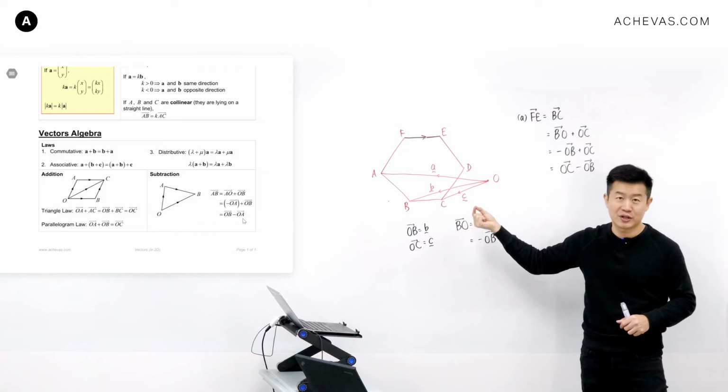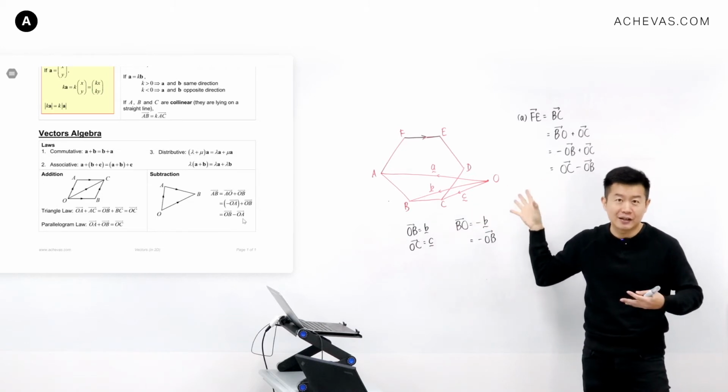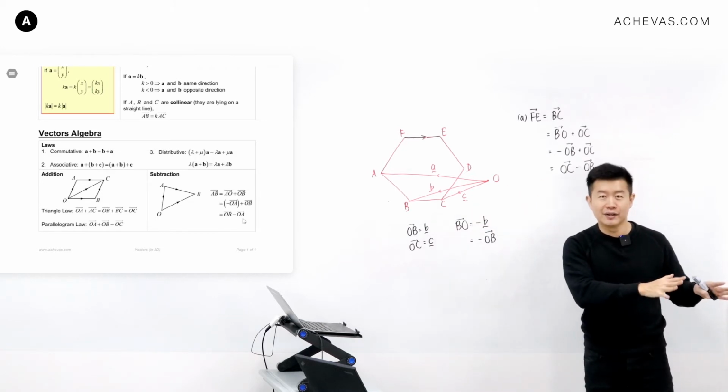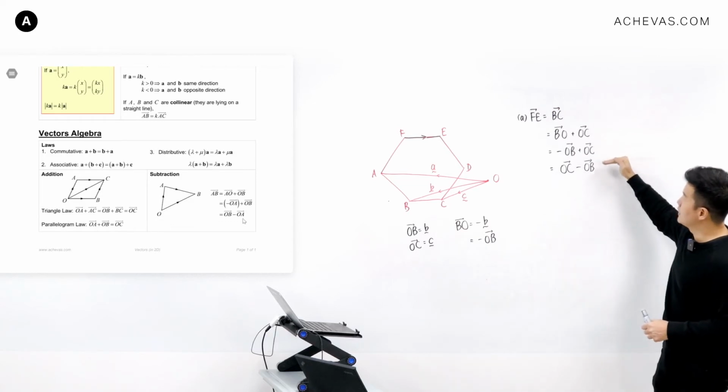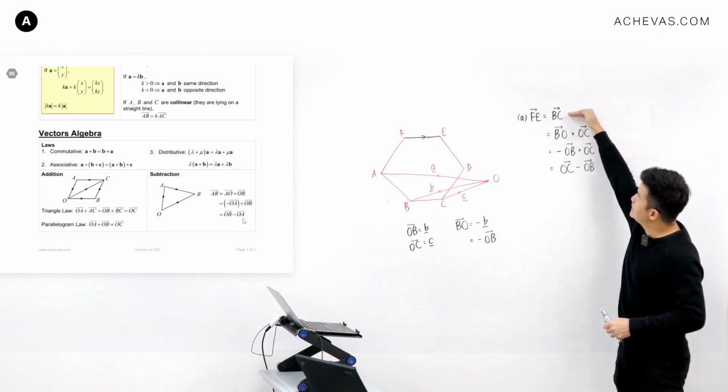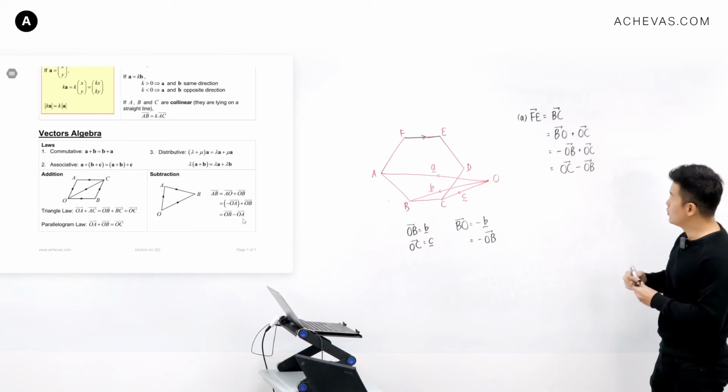It is a really practical rule that we can apply for a lot of other questions that we're going to be seeing later, and definitely even more in H2 math. So here, BC is just OC minus OB.